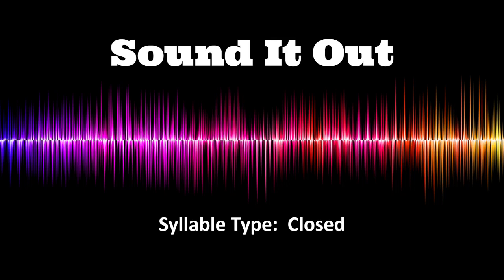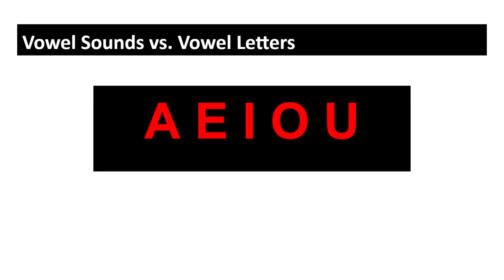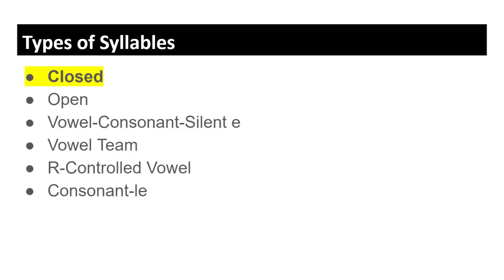Today, on Sound It Out, we're going to explore a closed syllable. In order to understand how to read and spell English words properly, we have to understand the difference between vowel sounds and vowel letters. Our alphabet contains the vowel letters A, E, I, O, and U. Despite the fact that there are only 5 vowel letters, we have about 18 different vowel sounds in our language.